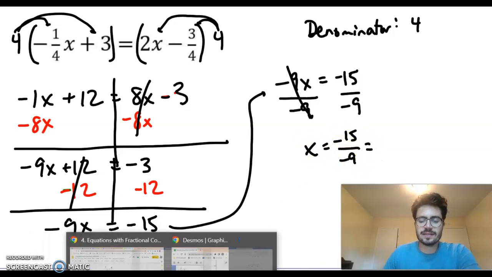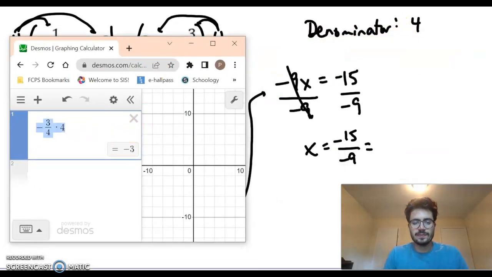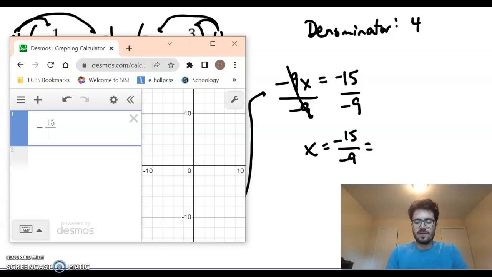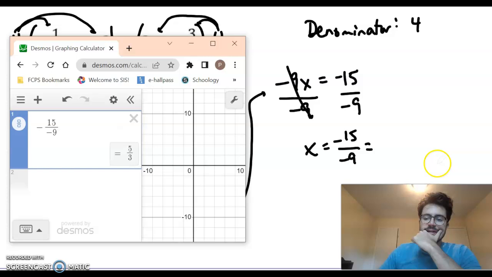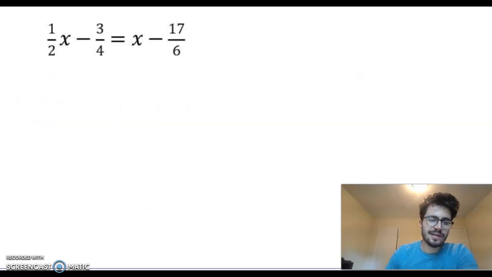Now this is not my final answer. It's a fraction, I have to simplify it. I can put this in Desmos, negative 15 over negative 9. And I can press this button and it simplifies it for me. I get 5 over 3. There we go. Let's try another one.